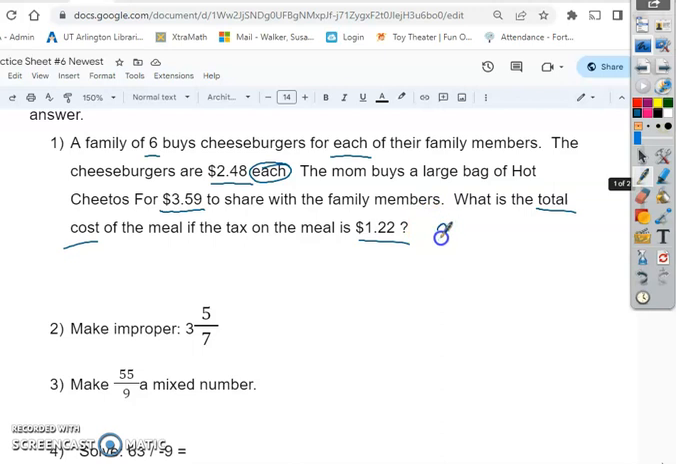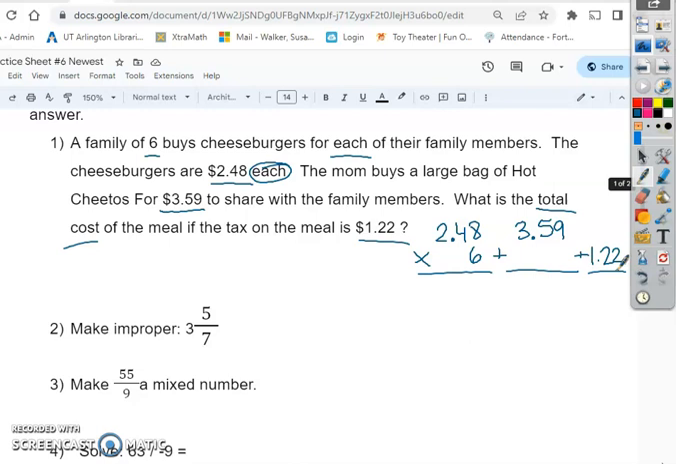Well, we have to add the cheeseburgers. Each one costs $2.48. So your job is to multiply that by 6 because we have 6 family members. Whatever we get, we're going to add to the cost of the Cheetos, right? That's going to give us a total. Okay? And then whatever we get there, we still have to add tax. Okay? We're not being asked to calculate tax. We're being asked to use tax in our total.